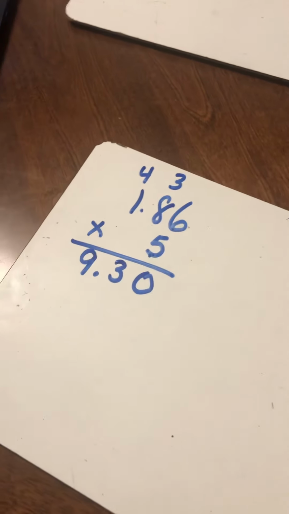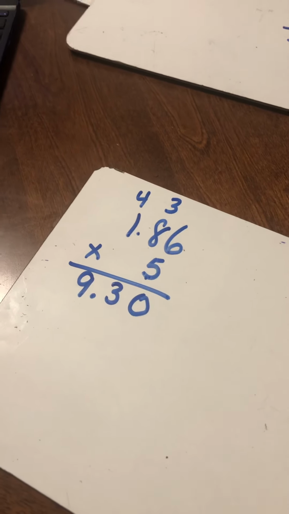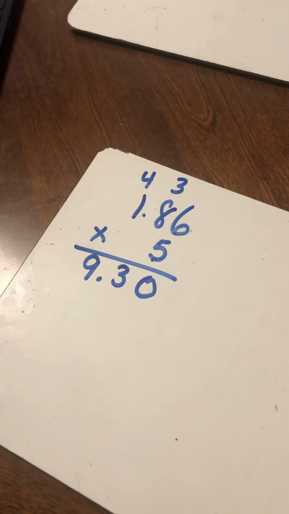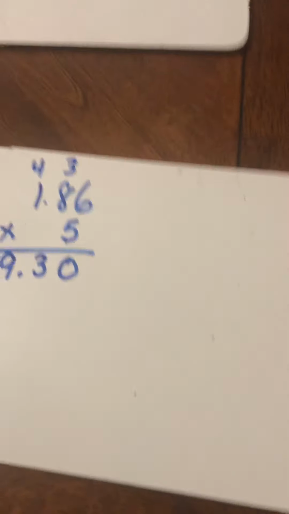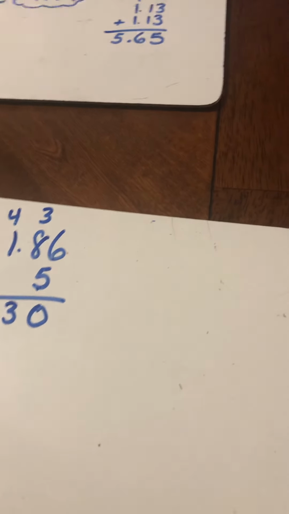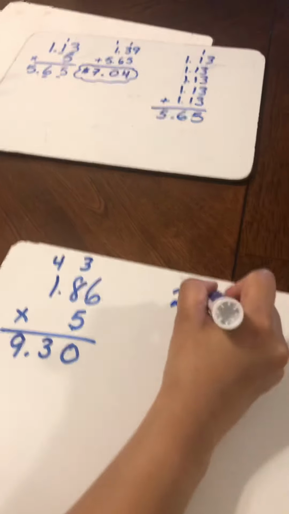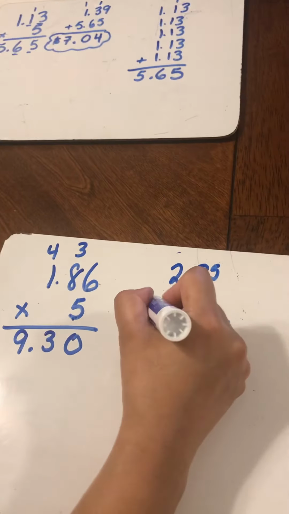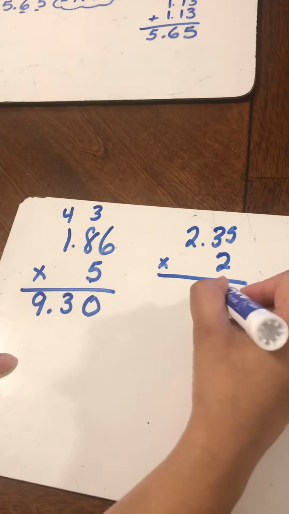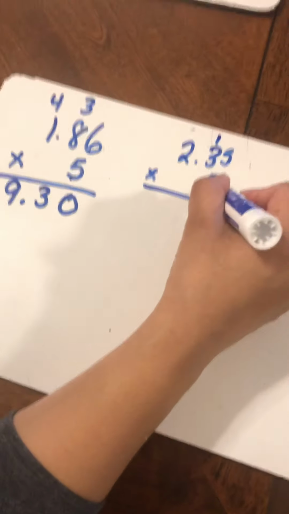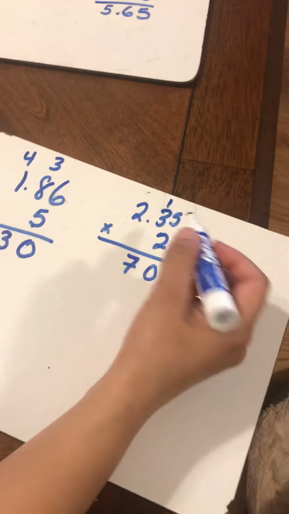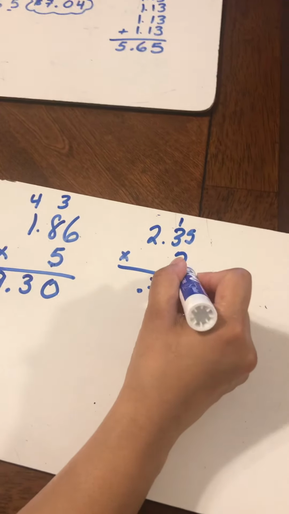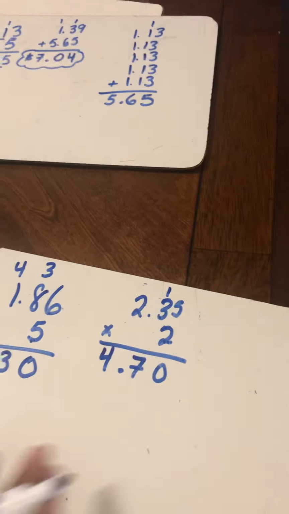If he buys 2, look, the price per roll is $2.35. Remember that this special price, this discounted price, is only if you buy 5 or more. But if you're going to buy less than that, your price is going to be $2.35. So $2.35 times 2. 2 times 5 is 10. 2 times 3 is 6, and plus 1 is 7, so 70, right? Because 35 plus 35 is 70. And then 2 times 2 is 4. And I already put my decimal point there.